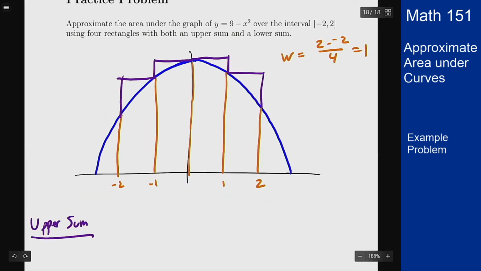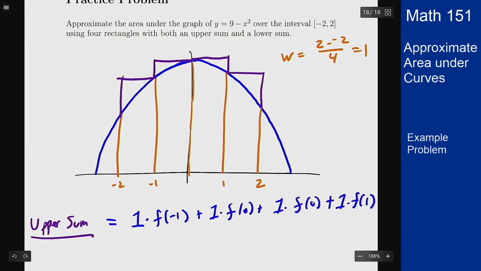And for this, we get an area of 1 for the width times f of minus 1, plus 1 times f of 0, plus 1 times f of 0, plus 1 times f of 1. And it is okay to pick the same point twice here. That only happens because that 0 is at a vertex, and it's the maximum value for both of the adjacent intervals to it. In this case, this is totally fine.